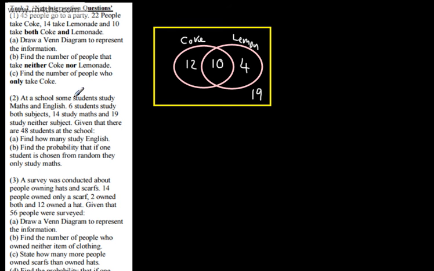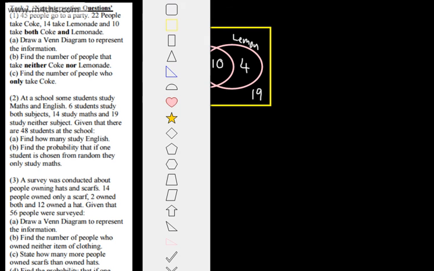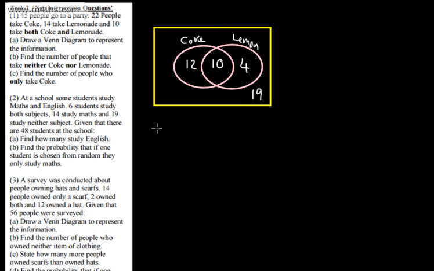At a school, some students study maths and English. 6 students study both subjects. 14 study maths and 19 study neither subject. Given that there are 48 students in the school, A, find how many study English. B, find the probability that if one student is chosen at random, they only study maths. So let's go ahead and draw a Venn diagram.